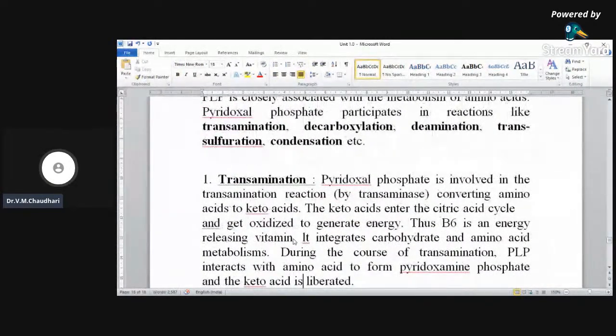So first is the transamination. Pyridoxal phosphate is involved in the transamination reaction. It is required for the enzyme transaminase, converting amino acid to keto acid. We have already seen a transamination reaction. In transamination, with the help of the enzyme transaminase, amino acid is converted to keto acid and keto acid is converted to amino acid.